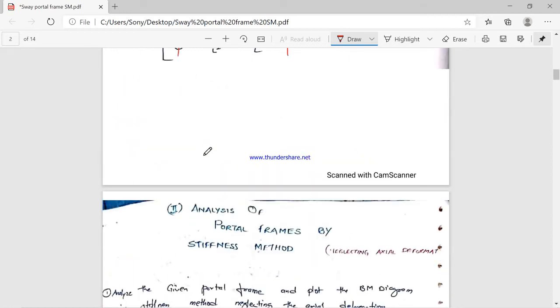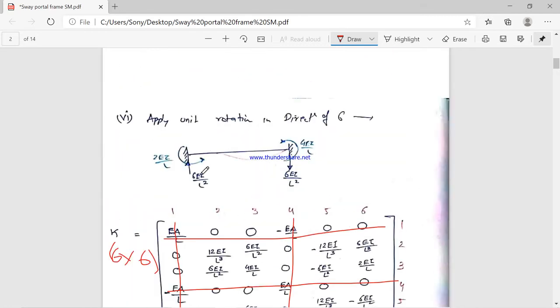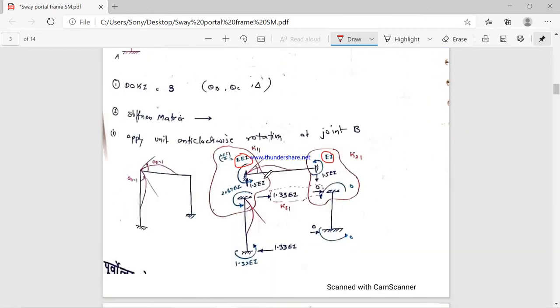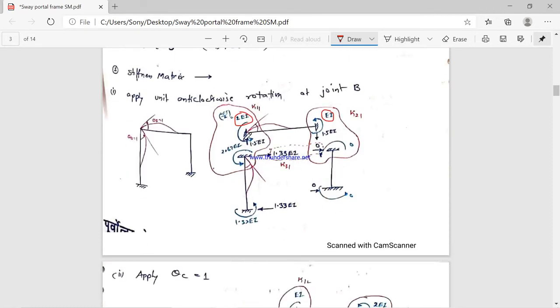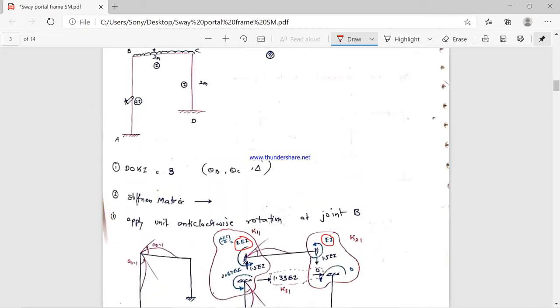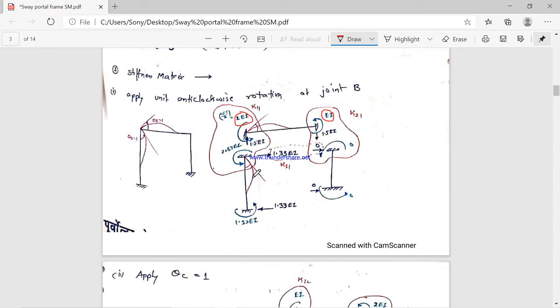What is the formula for the vertical displacement in this case? Here the formula is 6EI by L square. So here we have to consider 6EI by L square, 6EI by 2, EI is constant. So 6 into 6 divided by 4 square, that is equal to 1.5, 1.5 here. Similarly here also we have to apply, but here the EI value is 2 and the length is 3 meter. So how will 2.67 come?